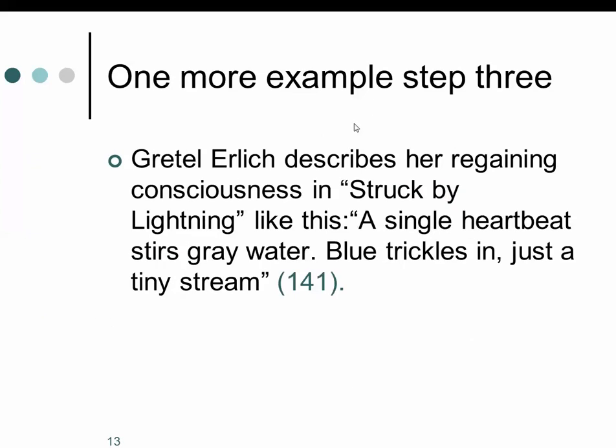One more example of step 3 is Greta Ehrlich, also a writer in our book, describes her regaining consciousness after being struck by lightning. See the quotation marks? That's for the title of an essay or a news article. It goes in quotation marks, like this. Quote, "A single heartbeat stirs gray water. Blue trickles in, just a tiny stream," end quote, open parentheses, page 141, no P's, close parentheses, period. And that's how it's supposed to look in academic writing. So you have a lot of visual examples, and I hope that helps you understand how to incorporate a quote to support your point. Maybe I was making a point about how Greta Ehrlich is a beautiful writer and can describe states of consciousness like water. Very beautiful writing she is.